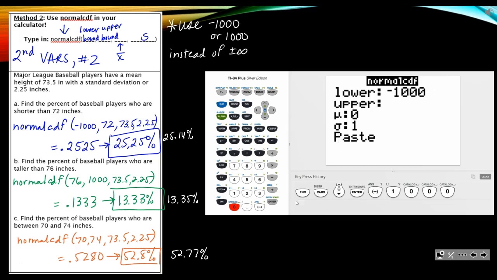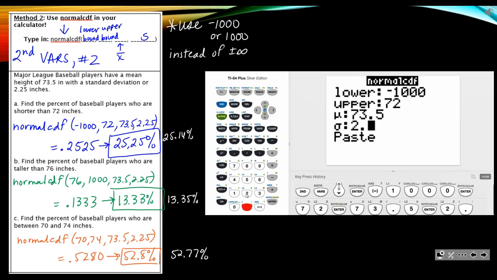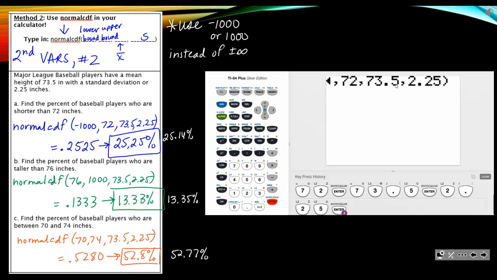So I typed in my lower bound. I'm going to press enter. My upper bound is 72. Press enter. The mean is 73.5. Enter. And the standard deviation is 2.25. And then you hit enter twice actually, and then it puts this up on the screen.